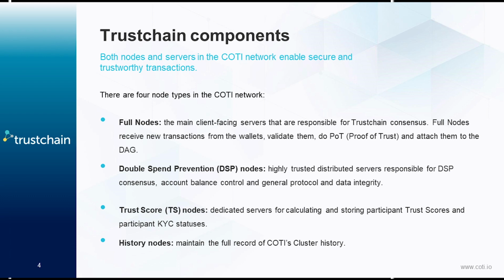And the last type of nodes are the history nodes, which are responsible for storing all the transaction history of the COTI ledger. This type of node is very important because we don't want to store all the history of transactions in all full nodes.